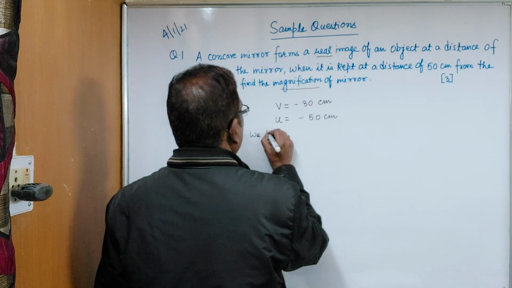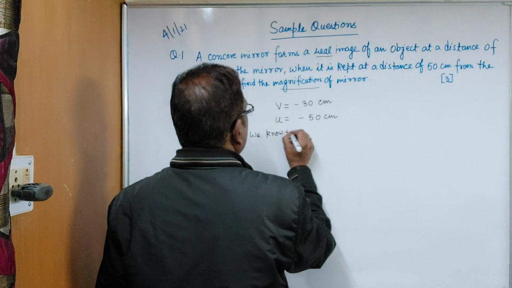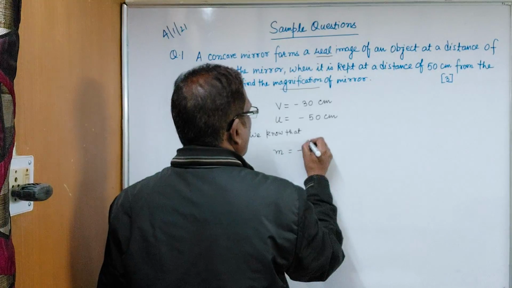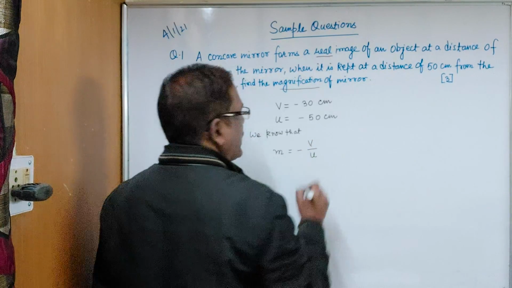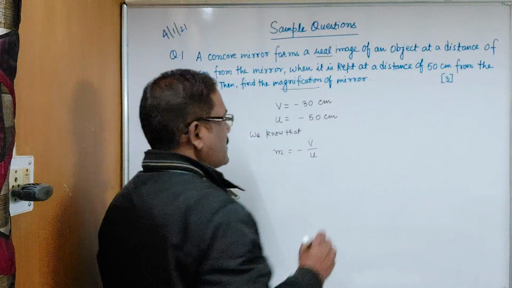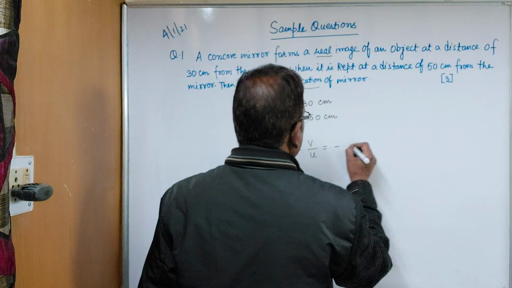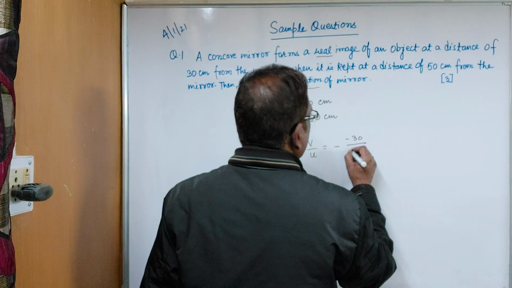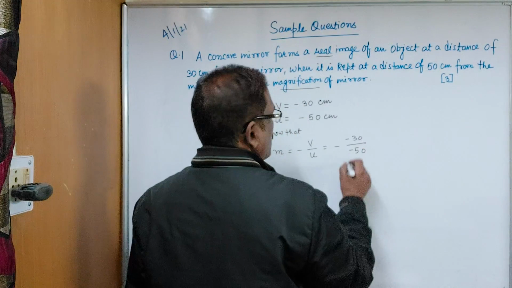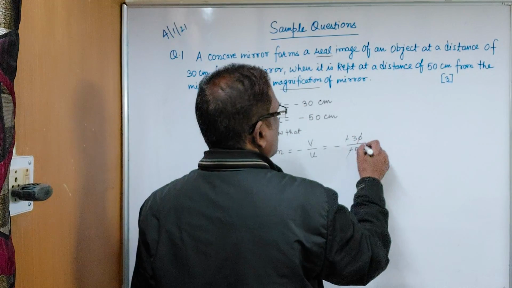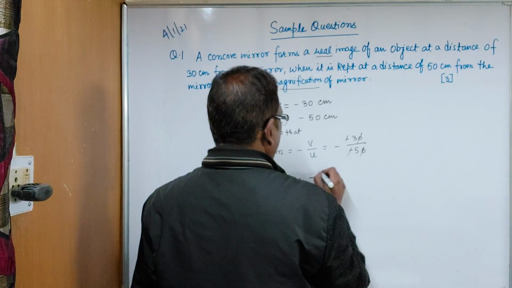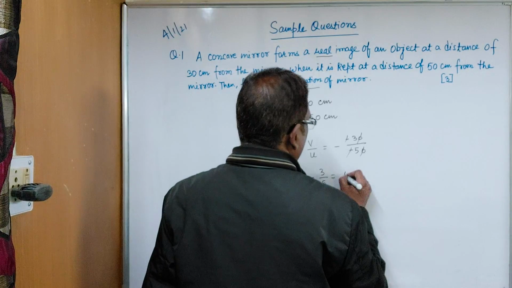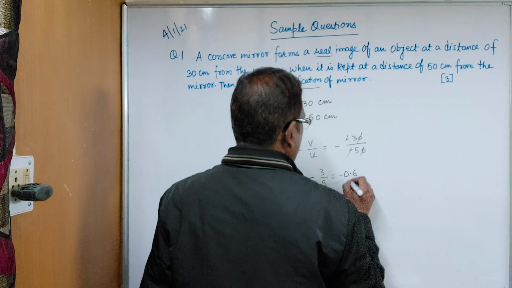Magnification. So we know that magnification M is equal to minus V by U in case of mirror. Now substitute the values. So it will be minus V is minus 30 and U is minus 50. So this minus minus cancel, 0 0 cancel. So you will get minus 3 by 5. And if you simplify, you will get minus 0.6.